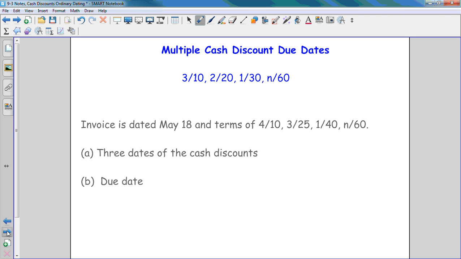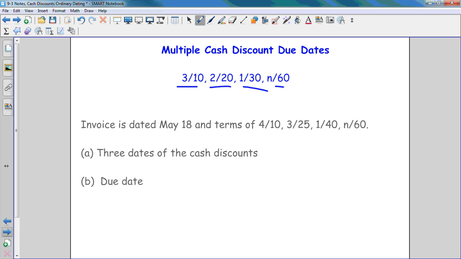Now, multiple cash discount due dates. Suppose that a company gives you 3/10, 2/20, 1/30, and n/60 terms. That means if you pay within 10 days, you get a 3% discount. If it goes to 20 days, a 2% discount. If it goes to 30 days, 1% discount. But it's due in 60 days, 2 months. Okay? That's all that means.